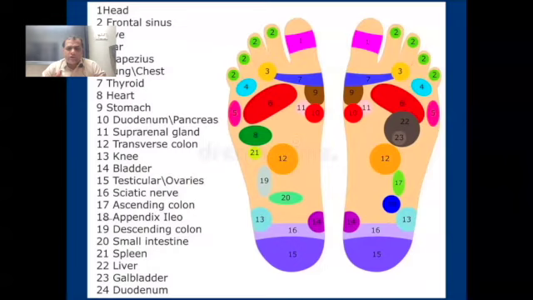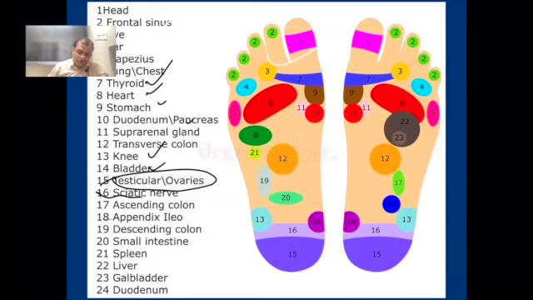So I just want to show you, there are many points under our feet. We can treat anything. We can treat eye problems, ear problems, lung problems. We can treat multiple problems. We can treat the thyroid, heart, stomach, duodenum. We can treat knee pain. We can treat problems of the bladder. We can treat hormonal problems and problems of the testes and the ovary. We can treat the sciatic nerve. We can treat problems of the colon, constipation, and liver disorders, and many more.